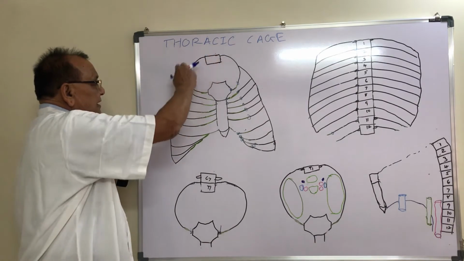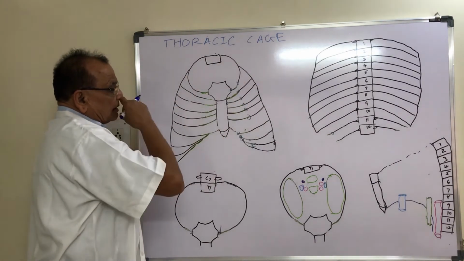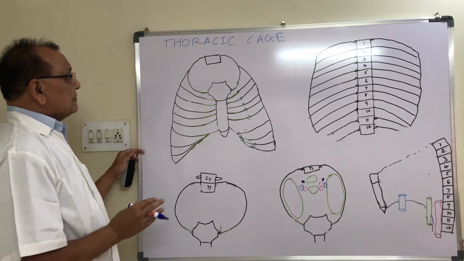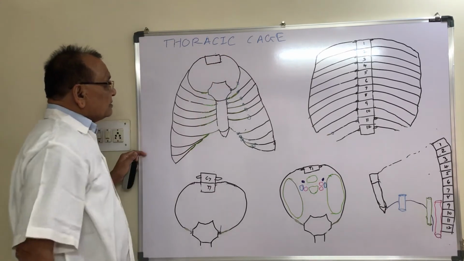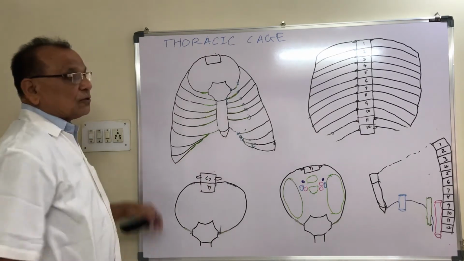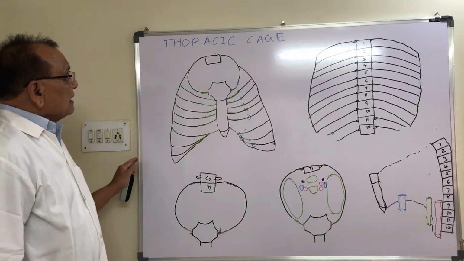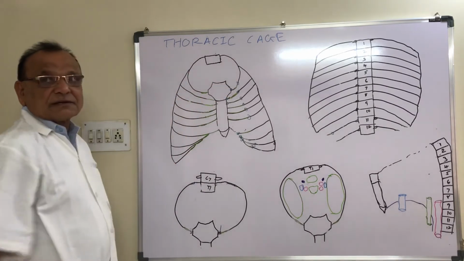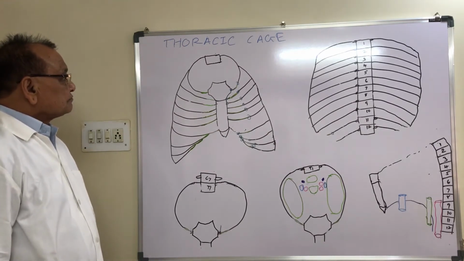Actually the upper part is narrow and this whole thoracic cage is conical in shape. At both ends of the thoracic cage there is an opening. At the upper end there is an opening, that is called the superior aperture. And at the lower end there is also an opening, called the inferior aperture. The superior aperture is more popularly known as the inlet of thorax.